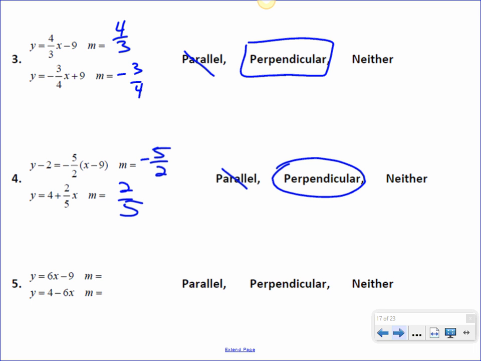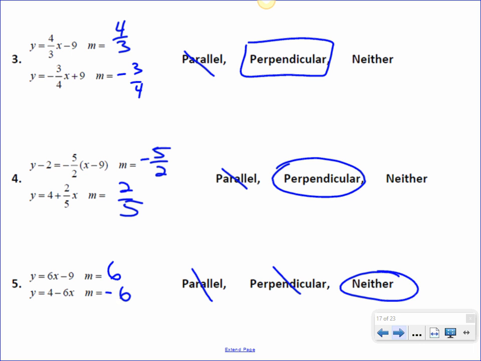Okay, and for the last one, we got a +6 for a slope on the top one, and it's 4 minus 6x. So on the bottom, we would say the slope is a -6. So they're not the same slope. They are opposite signs, but they're not reciprocals, so they're not perpendicular. So we would have said that those two lines were neither parallel nor perpendicular.